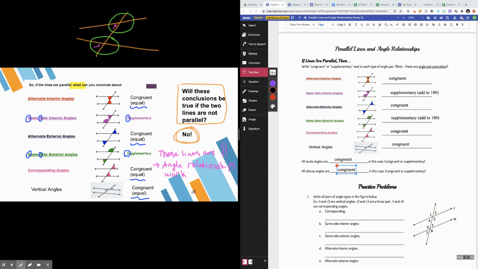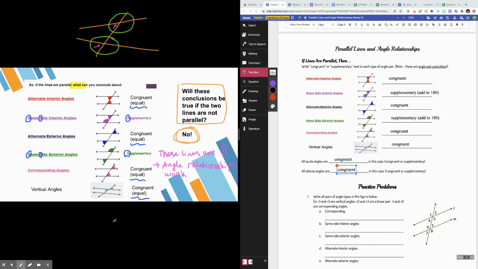And then it also goes the other way. They could also show you that the angle relationships hold up, and that means that the lines are parallel. It's like when we're doing proofs and we do definitions, the definitions can go both ways. Sometimes you start with the term and then you write the equation based on the term, and then sometimes you start with the equation and go to the definition. It's the same thing, okay?